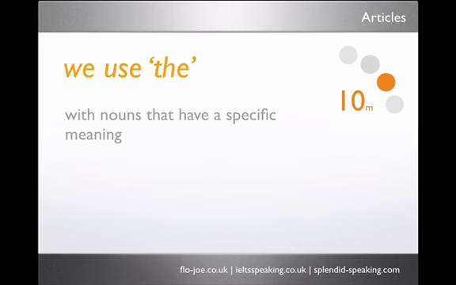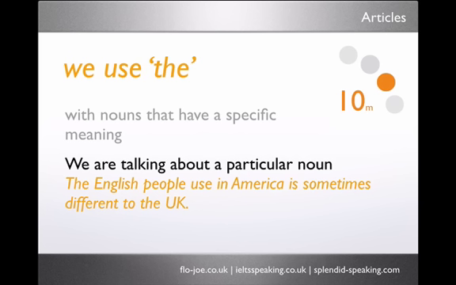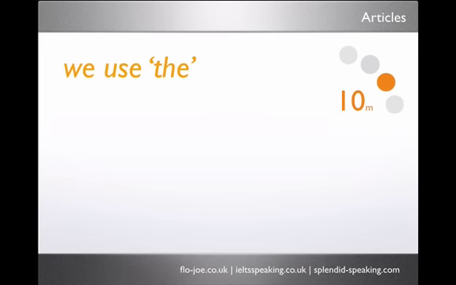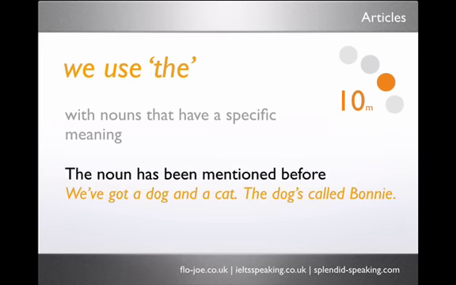And in this example, we're talking about a particular form of English, the English people use in America. So again, we use the definite article, the. Now another kind of specific meaning is when the noun has been mentioned before, so we know which thing the person is talking about. Here's the kind of example you'll often find in grammar books.